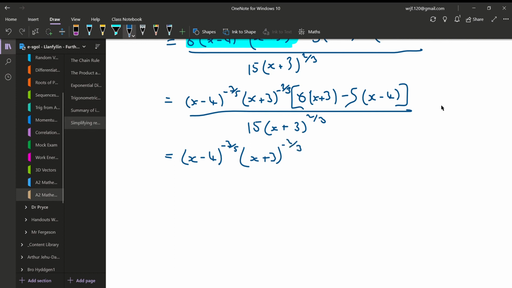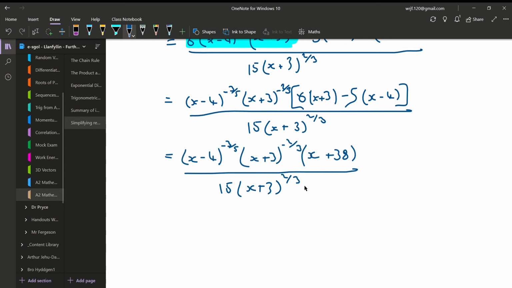And then instead of this square bracket here, I'm just going to have a tidied up bracket, which is 6x take away 5x gives me just an x. And then I've got 6 3's give me 18, and -5 times -4 gives me plus 20, so that's going to be a plus 38, isn't it? So it's plus 38 there. And then not forgetting that all of that is still over this 15 times x plus 3 to the power of 2/3. So that's that bit of tidying up done.